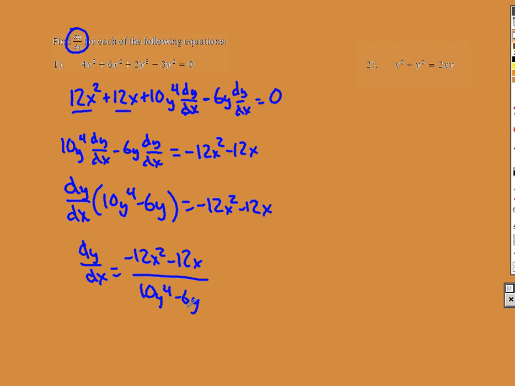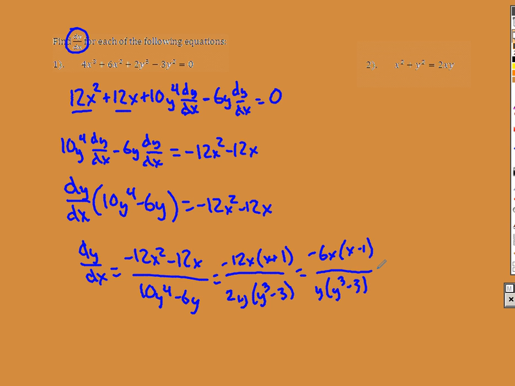Now from there, can we simplify it a little bit? I can pull out a negative 12x up top, and I'd have x plus 1 left. And on the bottom, if I pulled out a 2y, I would have y cubed minus 3 left. So that's how you will get your answer right there. And we can take it one step further to cross out a 12 and a 2. So I have a negative 6x, x plus 1 up top, and on the bottom, y times quantity y cubed minus 3. So again, if you can get to here, that's great. If you can simplify to there, that's even better.